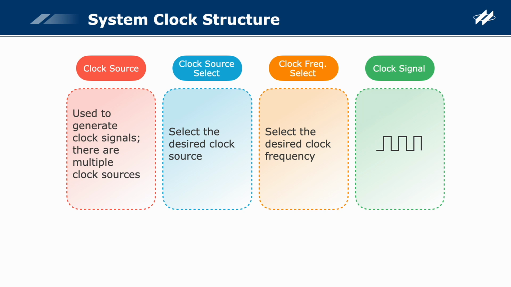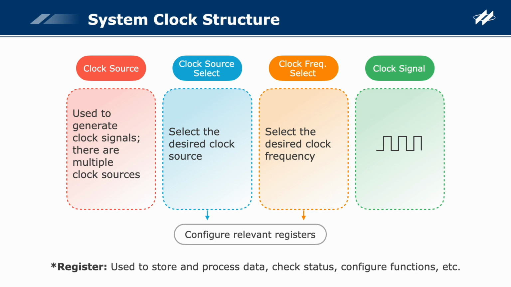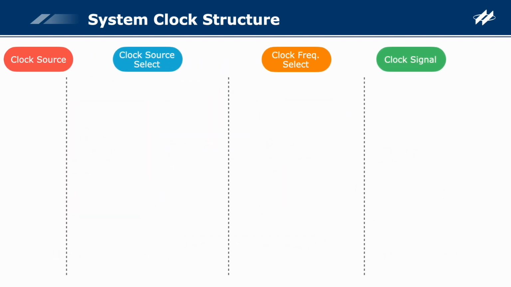So, how can we select the clock source and clock frequency? By configuring the relevant registers. Registers can be used to store and process data, check status, and configure functions. More details will be introduced in the subsequent courses. There are 5 clock sources in HT8 MCUs, which are internal high-speed RC oscillator, internal medium-speed RC oscillator, external high-speed crystal oscillator, external low-speed crystal oscillator, and internal low-speed RC oscillator.